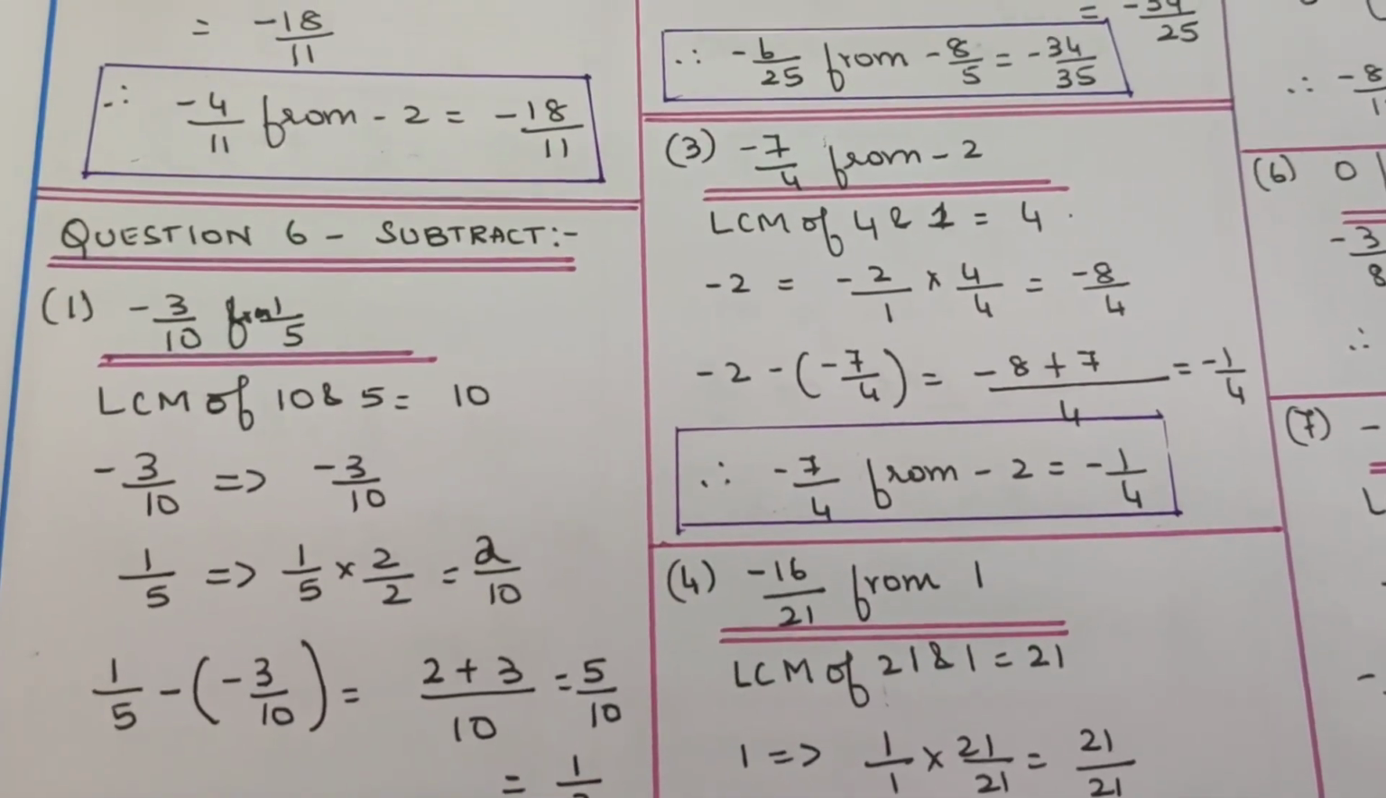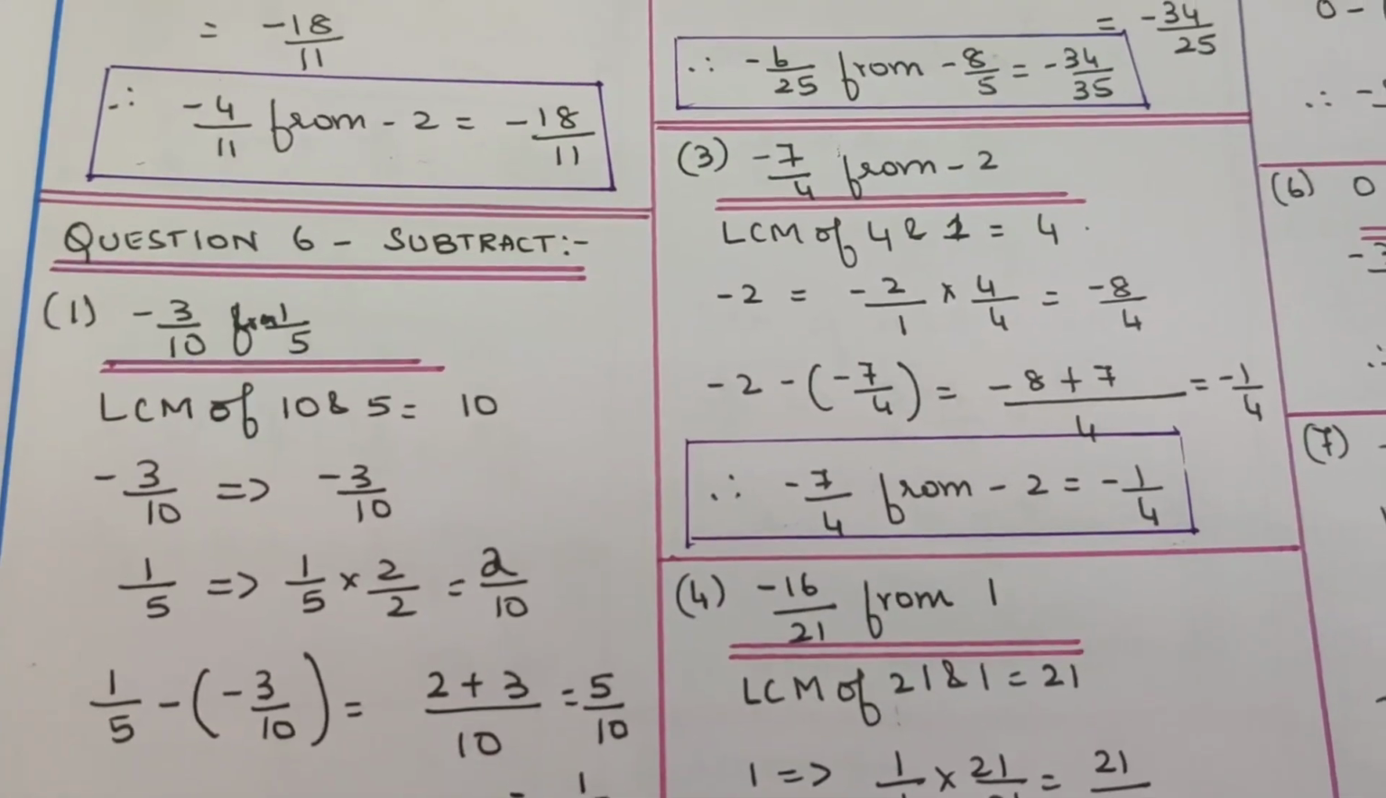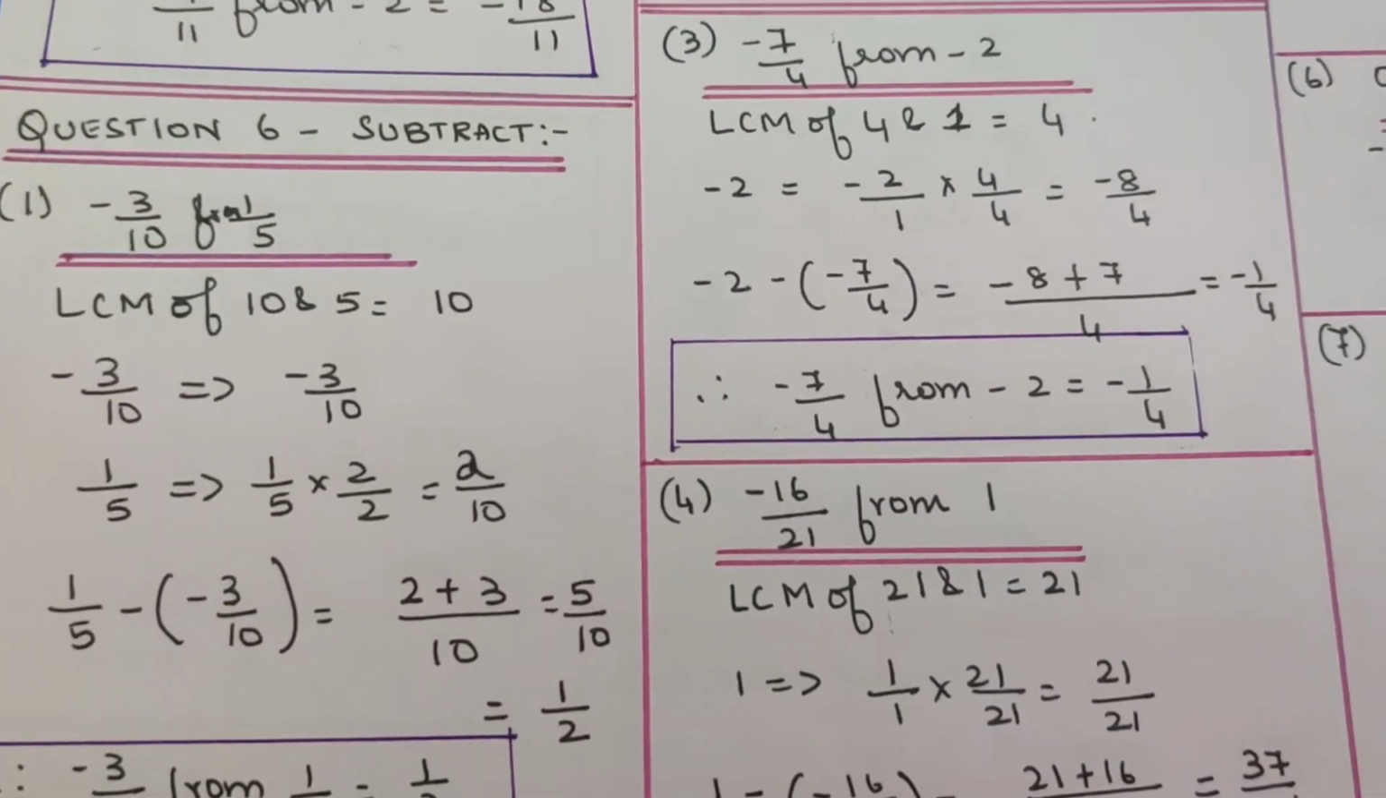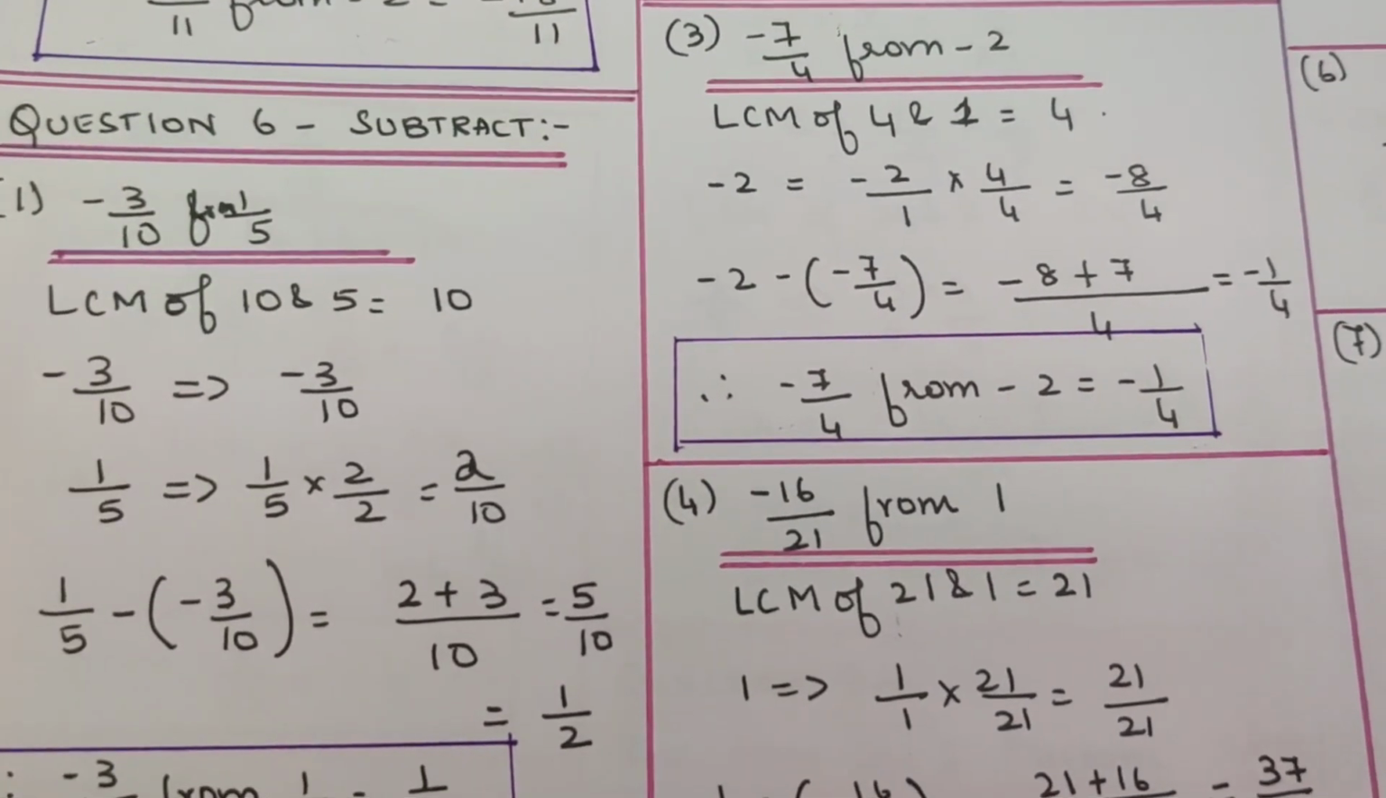Minus 7 by 4 from minus 2. Again, LCM is 4. Convert minus 2 with the denominator of 4. You get minus 8 by 4. After simplification, the answer is minus 1 by 4.